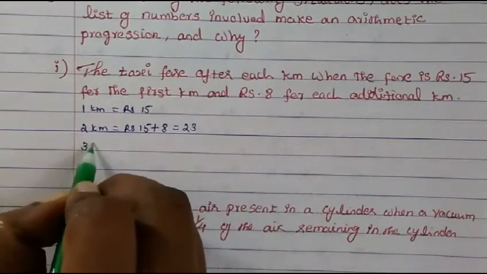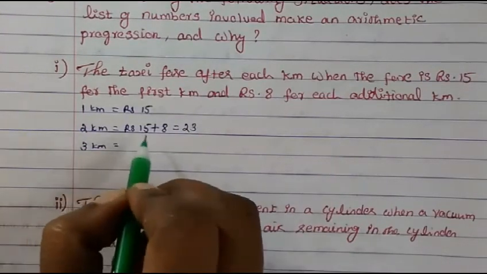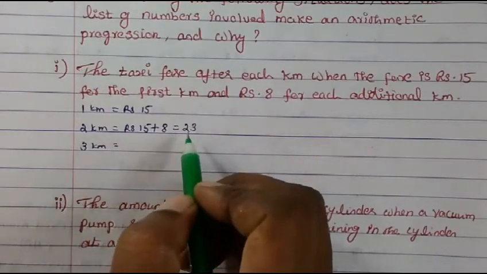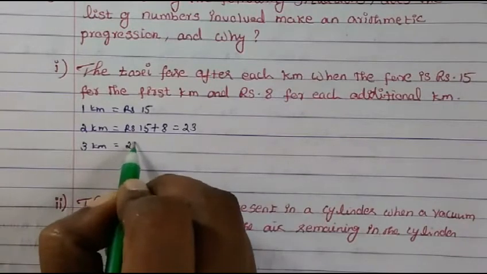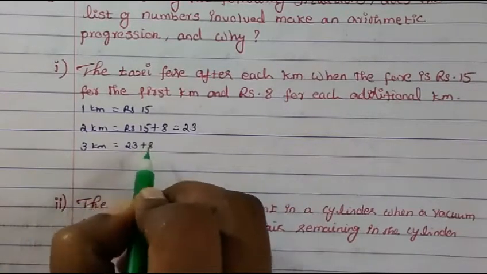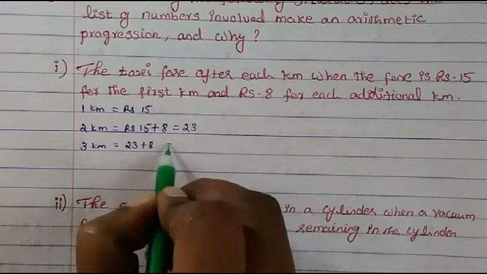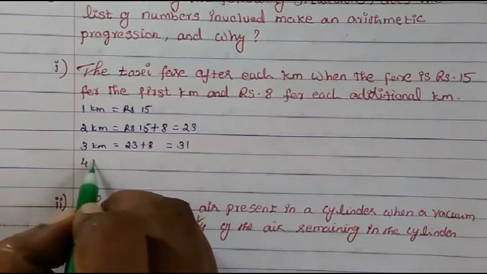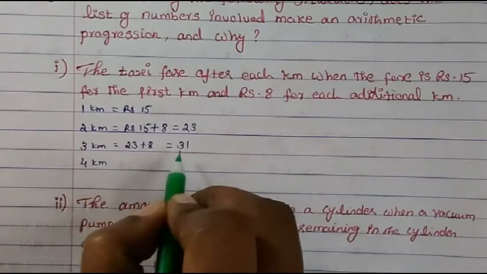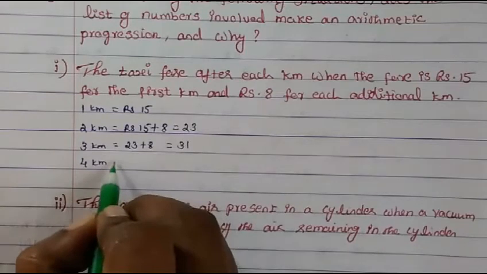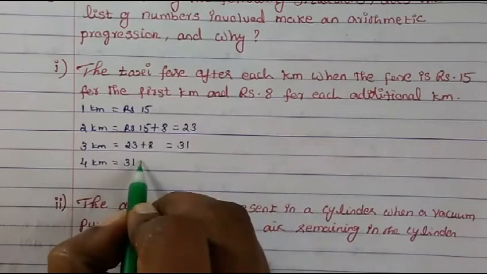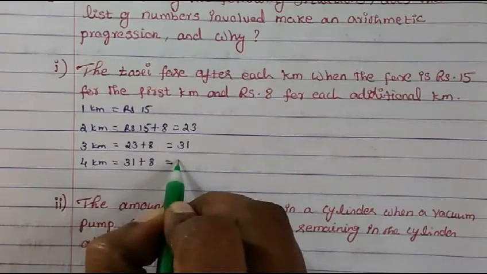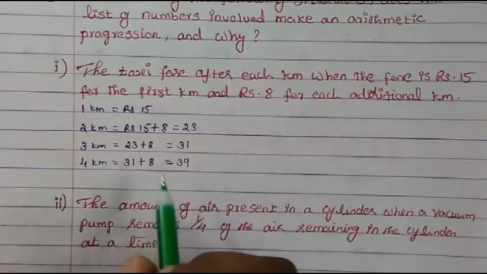Now for the third kilometer, the fare is already 23. Now the total amount is 23. Now additionally 8 rupees will be added. So that will give us 31 rupees. Now for the next kilometer, the fare is already 31. So now one more 8 rupees will be added. Then that will be 39 rupees. I hope you are understanding.